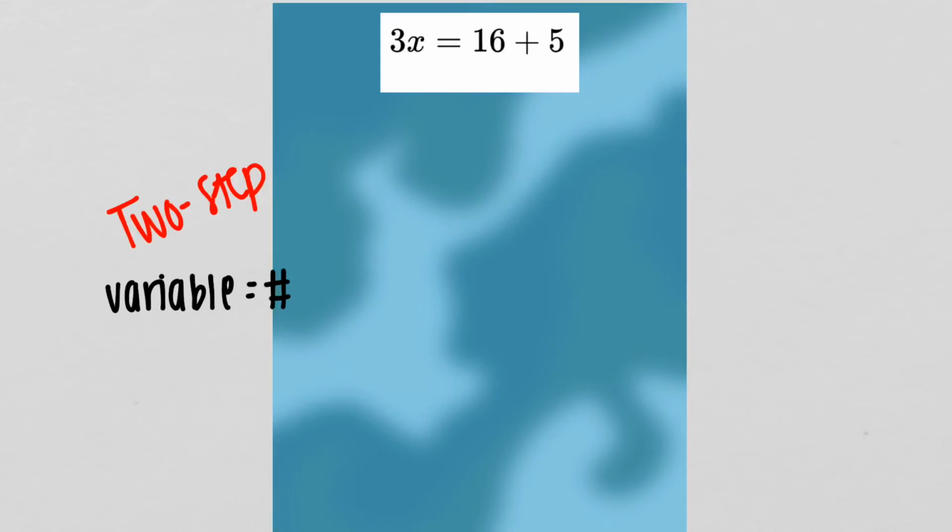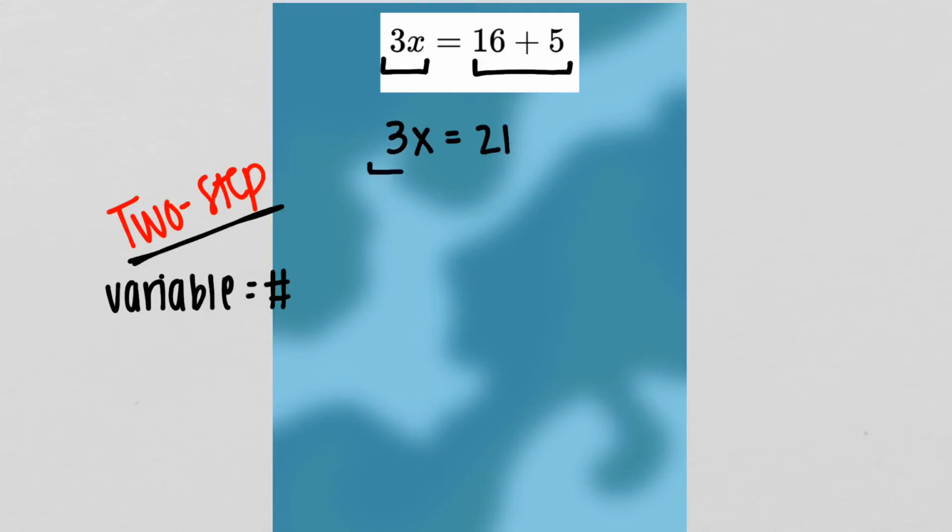Just like the name says, there are 2 steps to solve. So in this first case, you have 3x on the left by itself, but I have 16 plus 5 on the right side. They are common, so we're going to combine like terms. I'm just going to rewrite the 3x is equal to 16 plus 5 gives me 21.